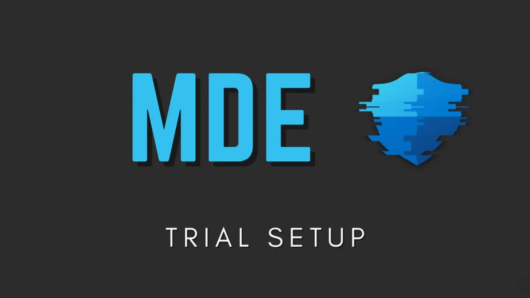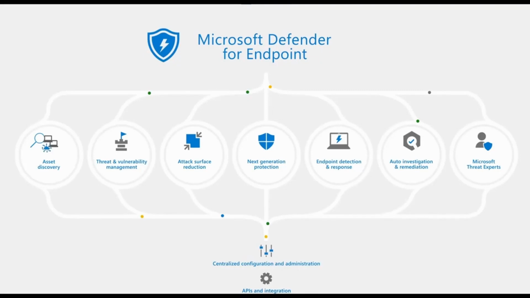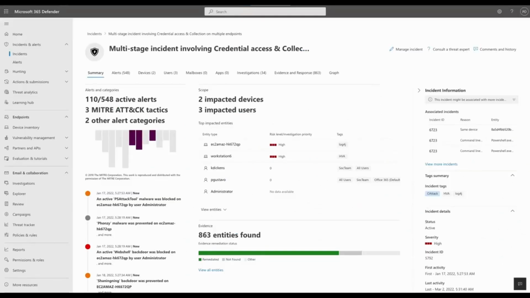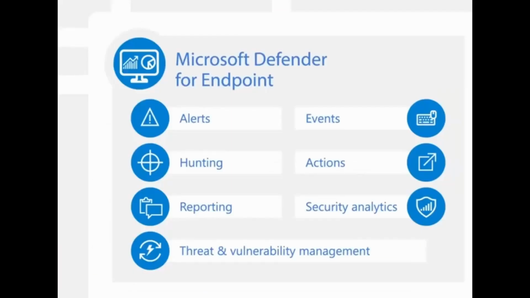Today we are going to be taking a look at how to set up a trial license for Microsoft's Endpoint Detection and Response product, also known as an EDR solution. As of this recording, the solution is called Microsoft Defender for Endpoint, or MDE for short. In this video, we're going to learn how you can sign up for a trial license, as well as get your first device onboarded into the solution.